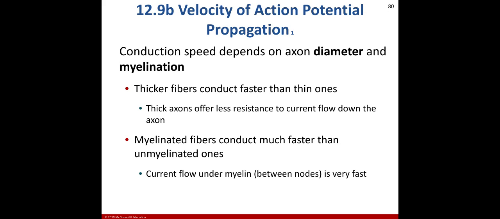How fast is this really going? Well, it's going to depend on the axon and its diameter and its myelination. Thicker fibers conduct faster than thin ones. Thick axons have less resistance to current flow. Myelinated fibers conduct much faster than unmyelinated ones because going from node to node is very fast.